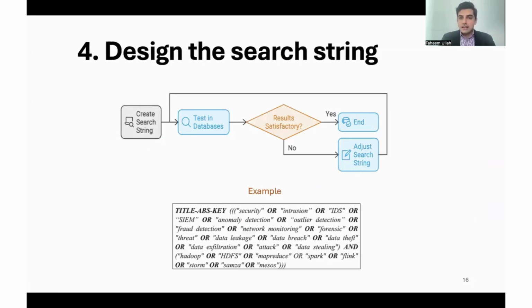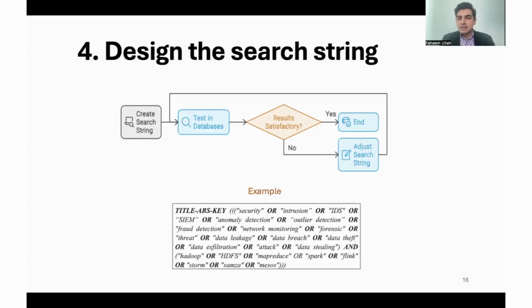Step 4 is designing the search string. Now, this is more relevant in the context of literature reviews, like systematic literature reviews, where you are supposed to make sure that you do not miss any relevant paper. So you design a search string, like the example shown here, and you run it through the databases that I mentioned, for example Scopus, Google Scholar or IEEE Xplore.